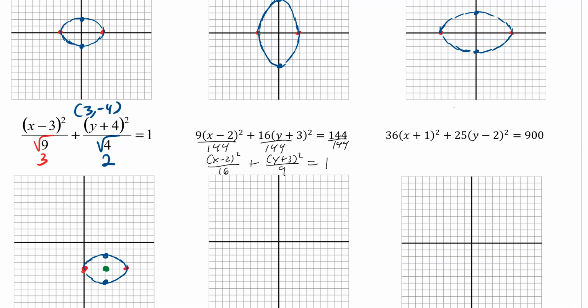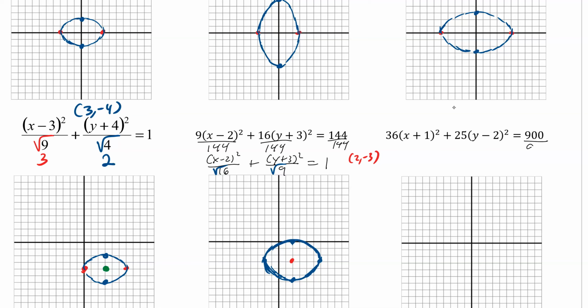So our center is now at 2, negative 3, so we graph that. And by square rooting each, we're going to go 4 in the x, so 4 left, 4 right, 3 up, 3 down, and there is our ellipse. Pretty simple, right? Mine looks more like a football than an ellipse, but what we get is what we get. All right, let's try one more.